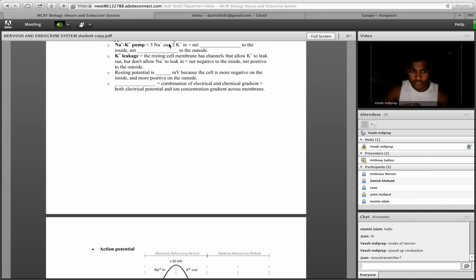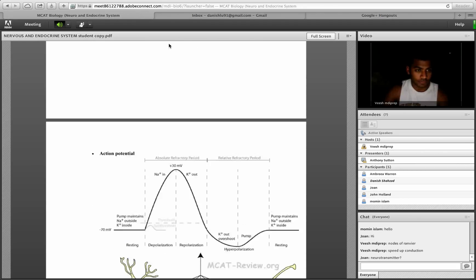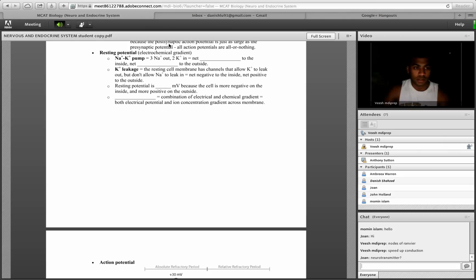Okay, so now we'll talk about the resting potential. We'll look at this action potential graph. The resting potential is heavily influenced by the Na-K plus pump, which is also called the Na-K ATPase. We talked about that a couple days ago in one of our other classes. The way it works is it sends 3 sodium ions out and 2 potassium ions in. Because you're sending out more positive ions than taking in, the net membrane potential inside the cell is going to be negative, and net positive on the outside.